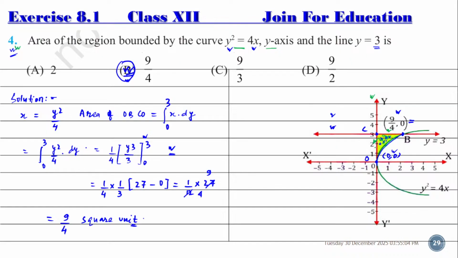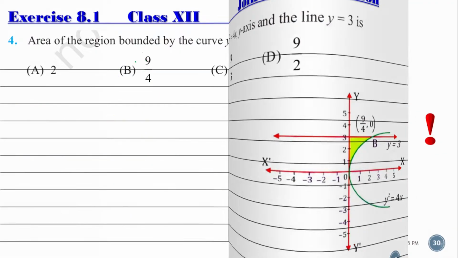तो हम लोग देखिए यहाँ पर y जो है चेंज कर रहा है 0 से 3 तक, तो वही लगा दिए 0 से 3 तक, और फिर जो एक सिंपल कैलकुलेशन है यहाँ पर हम लोग कर दिए. तो यहाँ पर जो आंसर आया इस क्वेश्चन के लिए 9/4, 9/4 जो है आपका ऑप्शन बी में है, तो करेक्ट ऑप्शन बी हो गया.